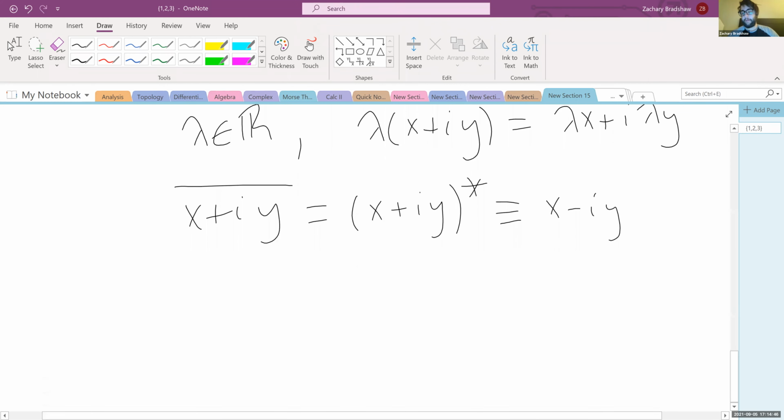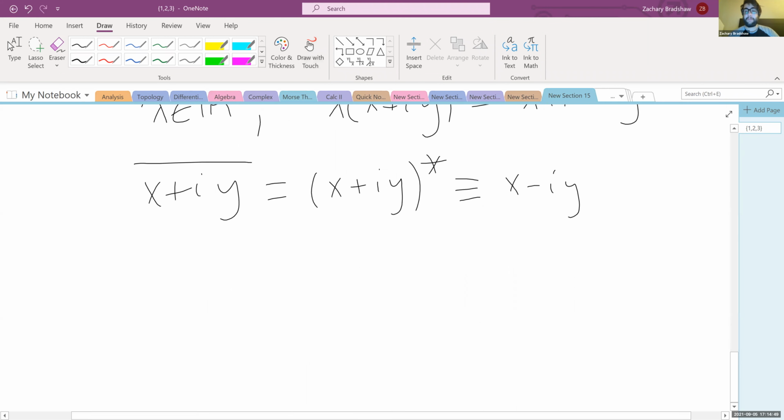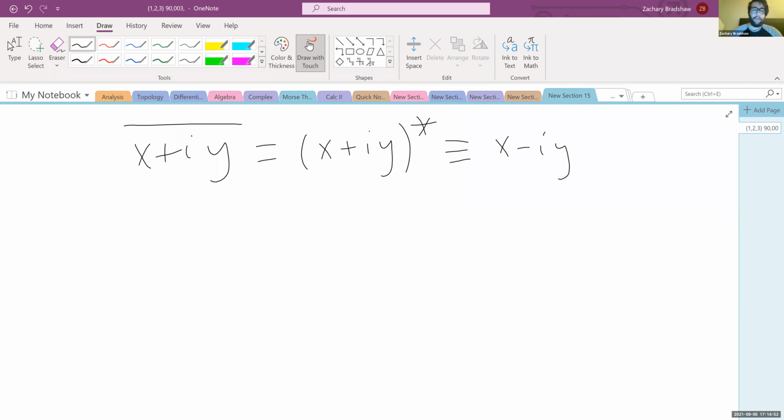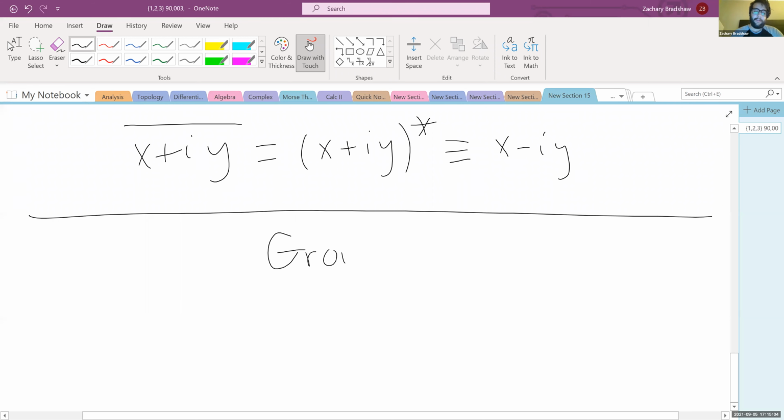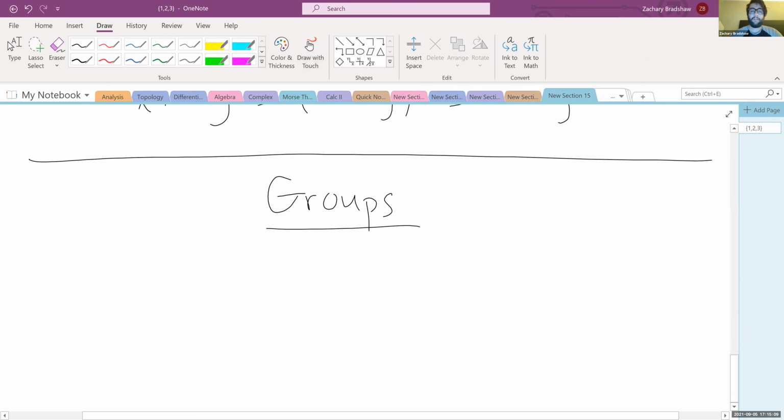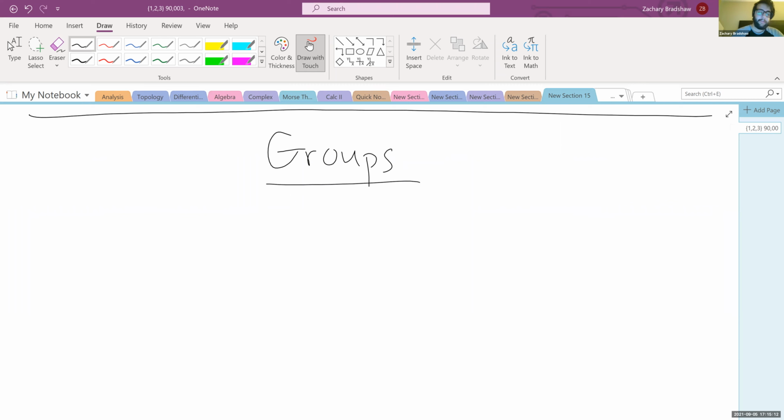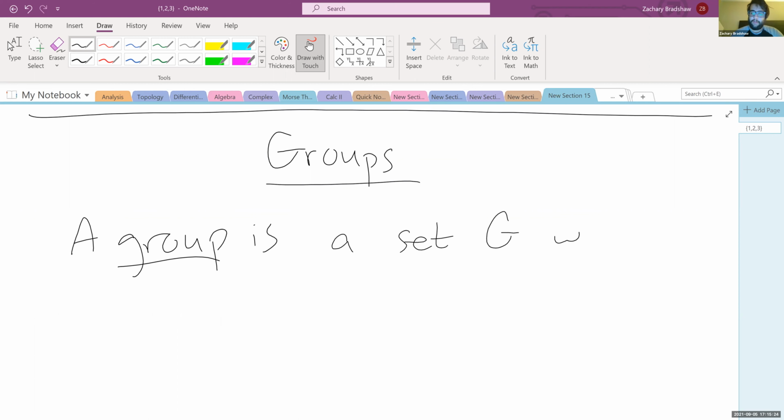Okay. But we are getting a little ahead of ourselves here. So the question is, if I have a set, what can I do with it? And what you want to do is add some kind of structure to it. And one of the easiest ways to add structure is to create something called a group. So a group is a set, let's call it G, with a binary operation.